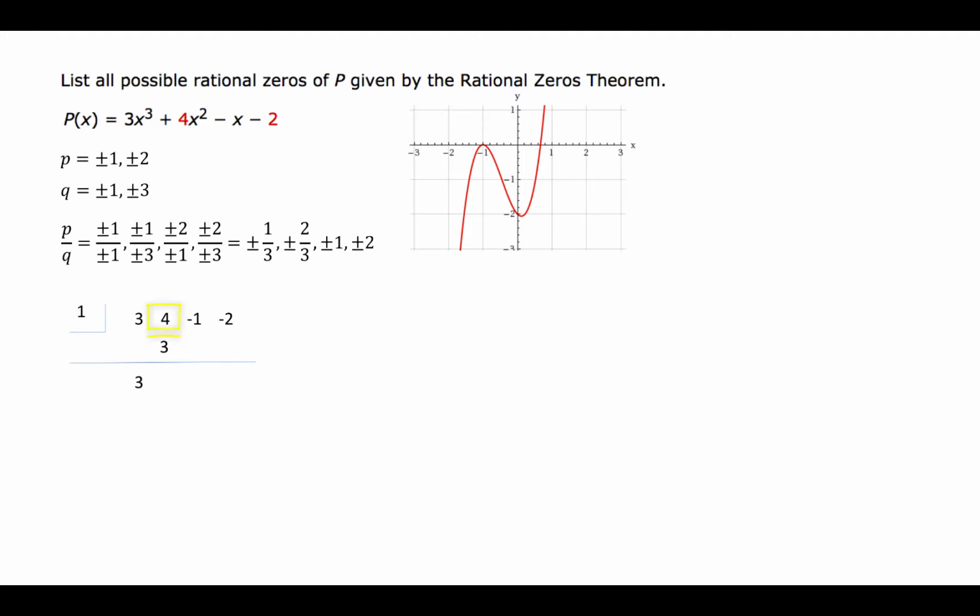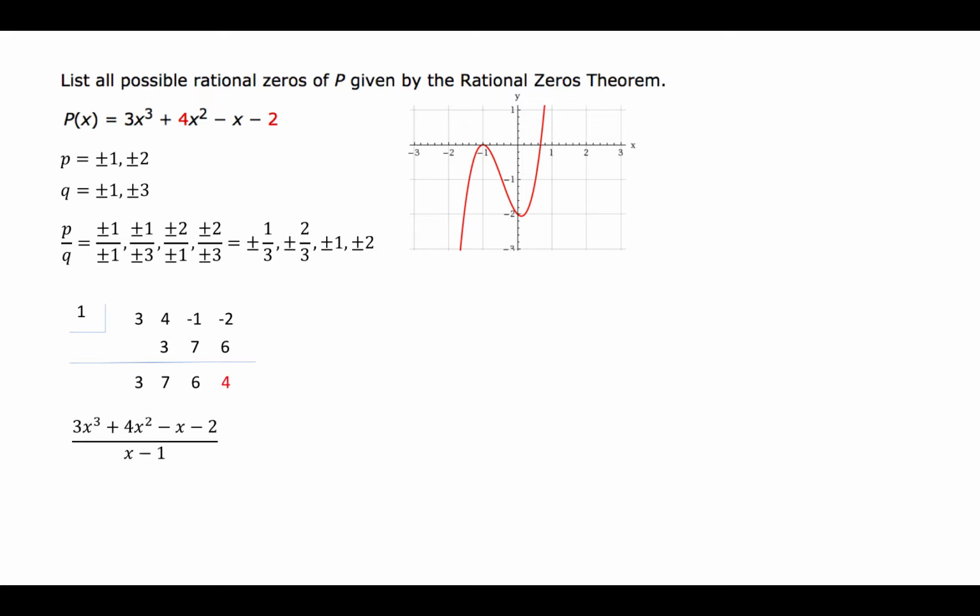Now we add the 4 and the 3 and write that sum directly below. Now multiply 1 and 7 together and write that product under the next term, -1. Again, add these values together and write the sum directly below. -1 plus 7 is 6. Again, multiply 1 by this value of 6 and write that product below the next term, -2. Now add these terms together for a result of 4.